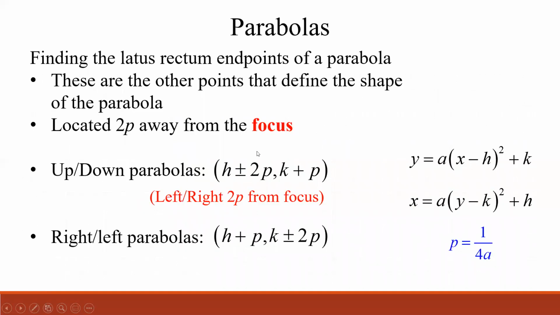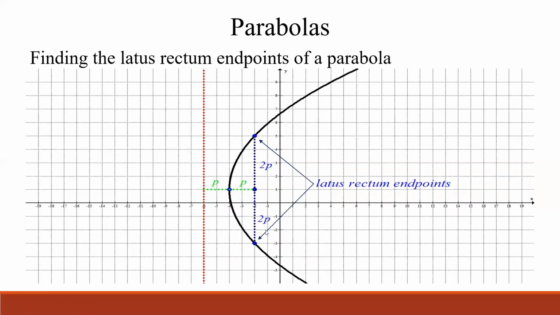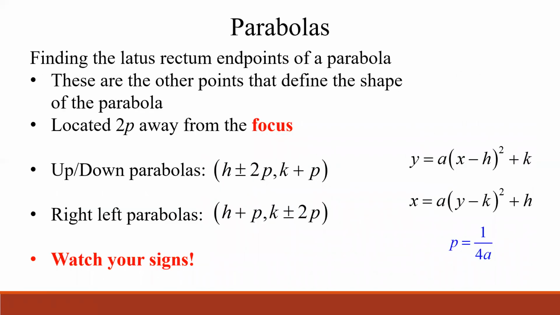And then for the right-left parabolas, again, we take whatever the focus is, and then we go up and down 2p units to find those, and that's what that will look like for a right-handed parabola. My p is 2 here, so my 2p would be 4, so up and down 4 from the focus, and that's what defines the shape. Same thing, watch your signs.